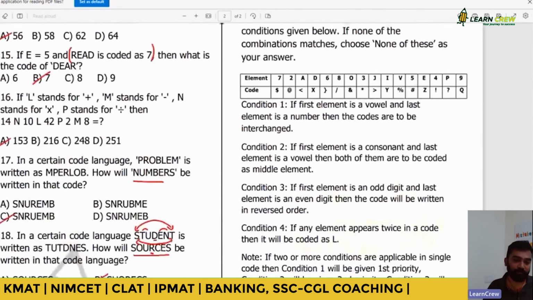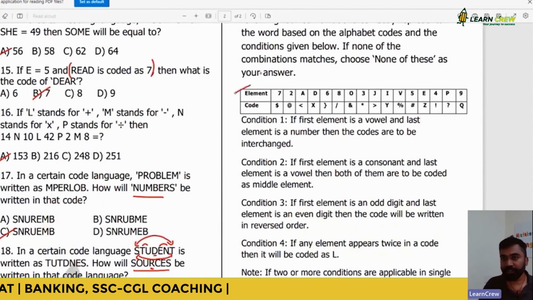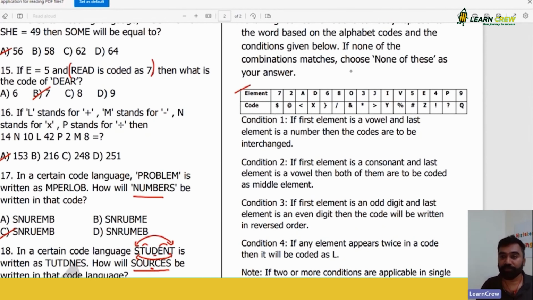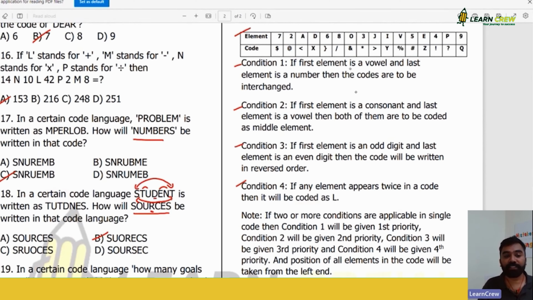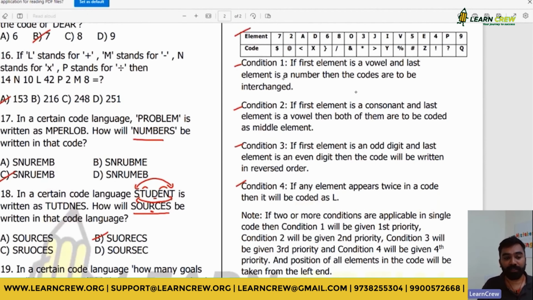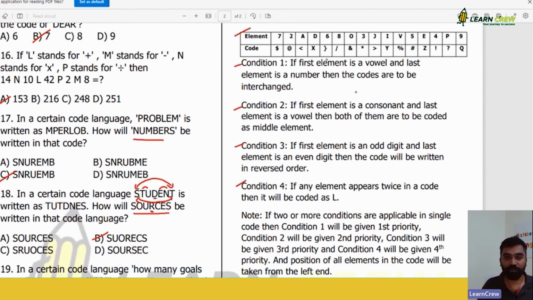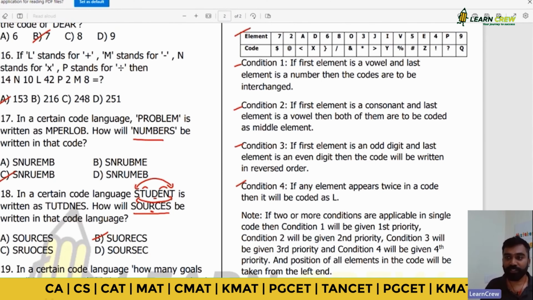Now 22 to 26. They will give you a table with symbols and the corresponding number or alphabet for each symbol. After that, they give you four conditions. The first condition: if the first element is a vowel, A, E, I, O, U, consonants being the remaining letters, and the last element is a number, then the codes are to be interchanged.